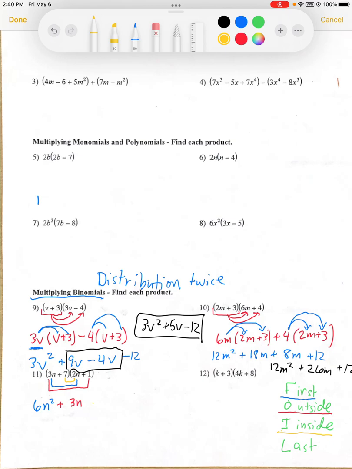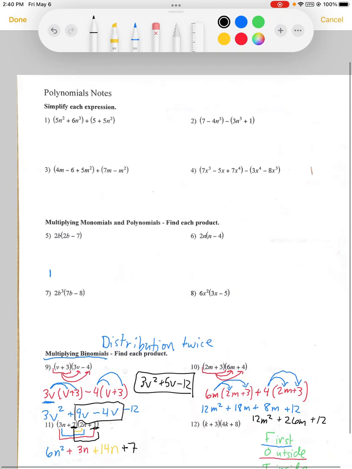7 times 2n, that will become 14n. And then we have to multiply the last terms, which is the second term in each binomial. I'll mark those in black. That will become 7 times 1, which is 7. Altogether, we'll end up with 6n squared, combine our like terms, plus 17n, since 3 plus 14 is 17, plus 7. We'll do one more example with FOIL.